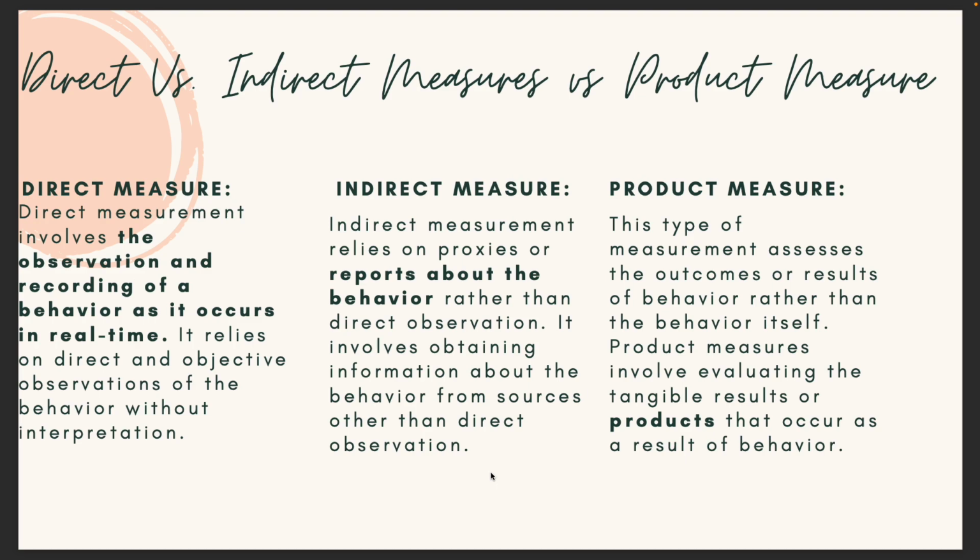Product measures assess the outcome or the results of the behavior rather than the behavior itself. A product measure involves evaluating the tangible result or products that occur as a result of the behavior. A product measure, for example, could be a worksheet that has been completed. Product measures are what happens afterwards. Another example could be a person who smokes cigarettes. A permanent product can be the number of cigarette butts in the ashtray that you can go in and count. Think about that as after the behavior, this certain item left behind is what we are counting or measuring.